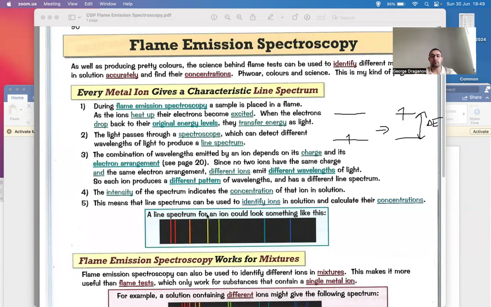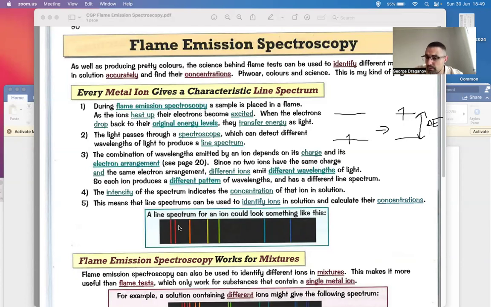Now, these wavelengths that are emitted by an ion will depend on the charge, so whether it's +1, +2, and the electron arrangement. Now, no two ions will have exactly the same charge and electron arrangement. So therefore, different ions will emit different wavelengths of light. And that's what I was saying by the energy gap being different. So they'll each make a different line spectrum.